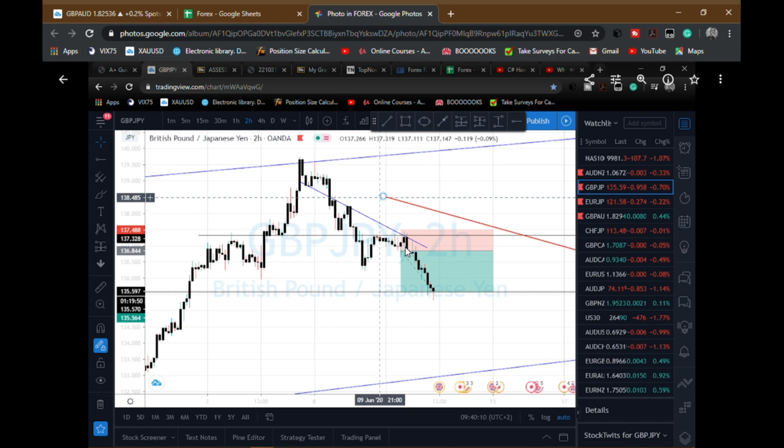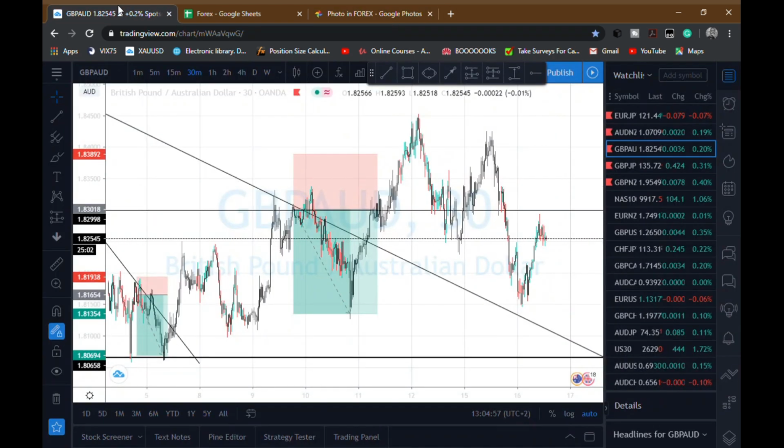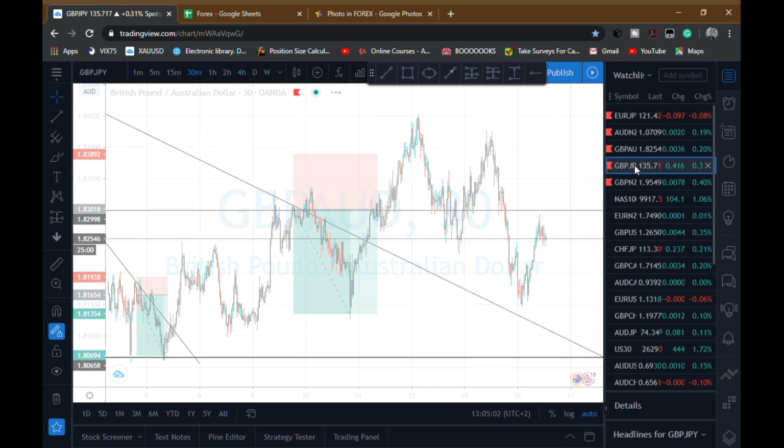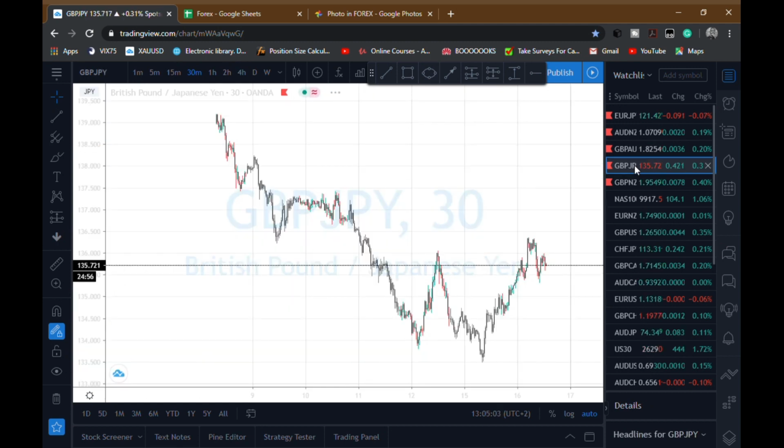So when price started kind of falling away, I entered right here, with a stop above this resistance level. It went to profit a bit, then went back and retested the trend line and jumped down and hit my take profit. Let me open the chart GBPJPY right now.